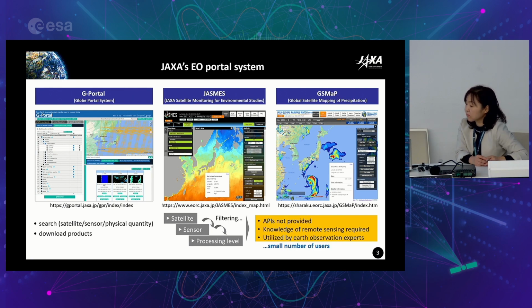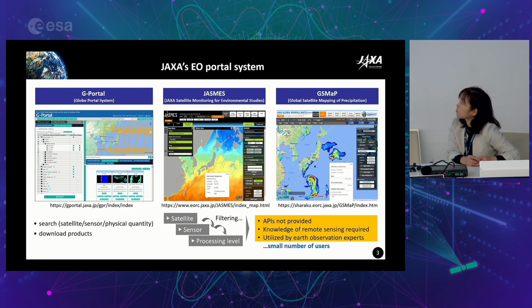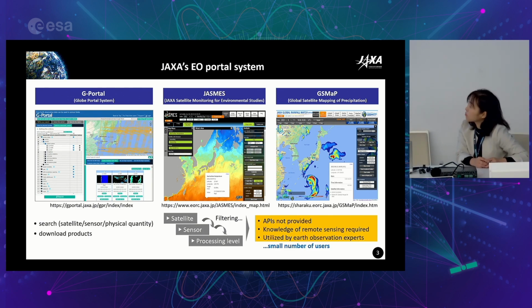When users search for a specific product to download, they can also filter by detailed information based on user preference. However, unfortunately, it is still difficult for non-Earth observation experts to search, order, and use data from G-Portal and other web applications such as JASMES and GSMaP. Furthermore, they have to perform map projection and conversion in order to visualize and handle the data by themselves. Therefore, it is highly desired to engage new users in an easier way.